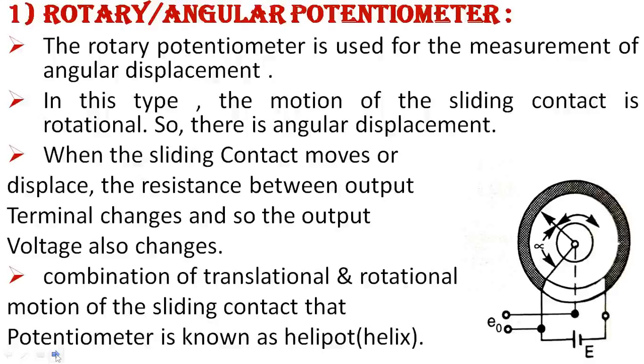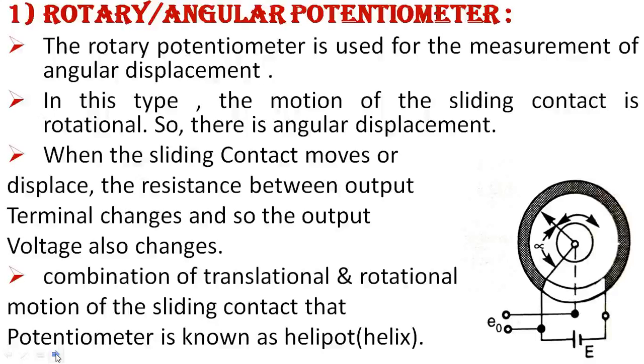So see the diagram. There is a wire wound in the form of a toroidal rotary form. The wiper changes angularly, up to 360 degrees, and we apply an external source, that is E, across the two ends of the wire, and we have to measure the voltage across the wire as well as the wiper. So when the sliding contact moves or displaces, the resistance between the output terminals changes, so the output voltage changes.